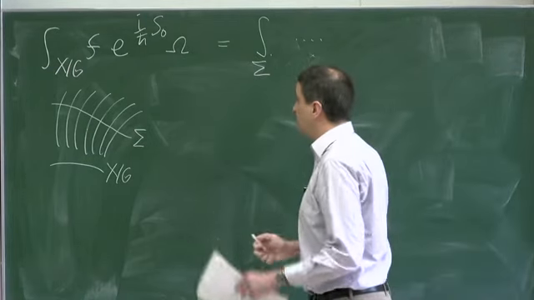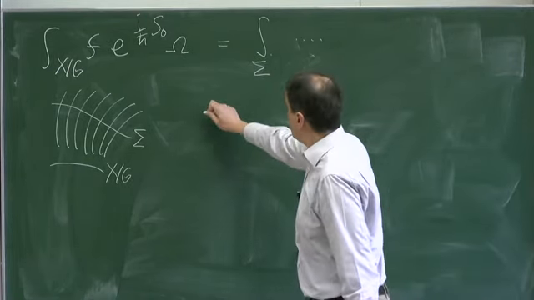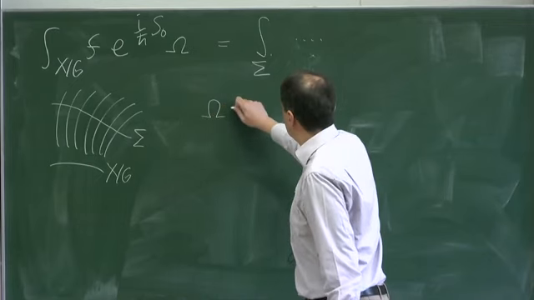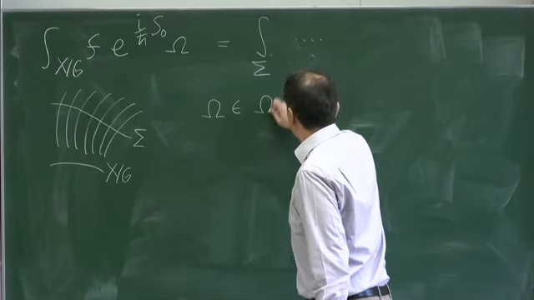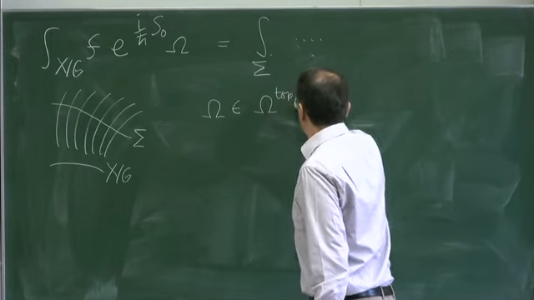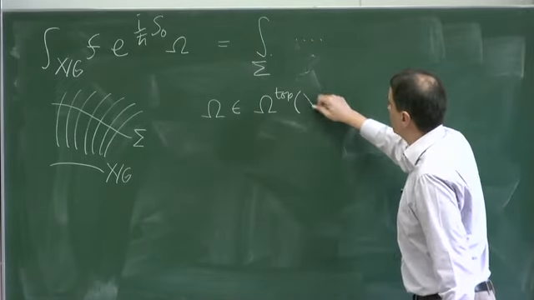But let me reformulate this. First of all, omega is an invariant form, so it is a top form on the quotient.